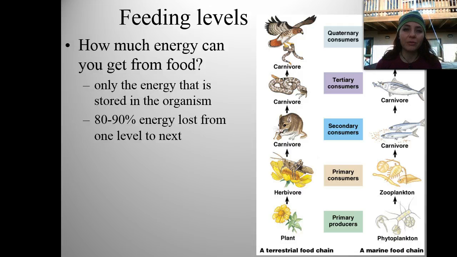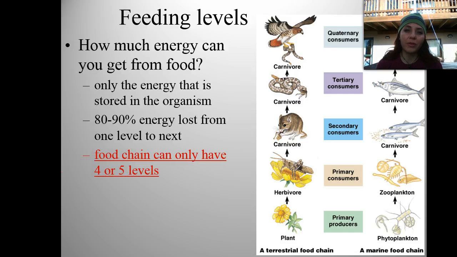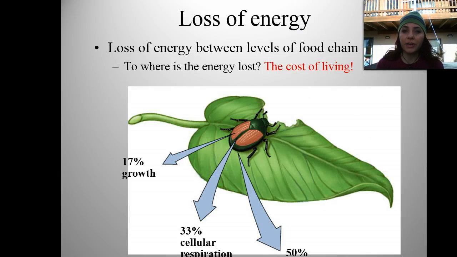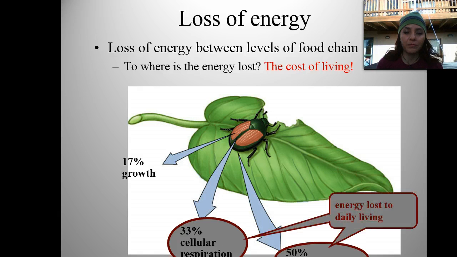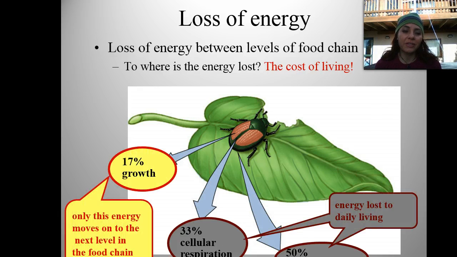And in each of those levels, 80 to 90% of the energy is lost from one level to the next. So only 10 to 20% of that energy is actually passed on from one level to the next. This is why we can only have food chains that go 4 or 5 levels up. So the loss of energy between levels of food chains is lost to many different things. We have it lost to waste or feces, and that's 50% of the energy. We lose a lot of it to cellular respiration, and only 17% is passed on to the next trophic level.